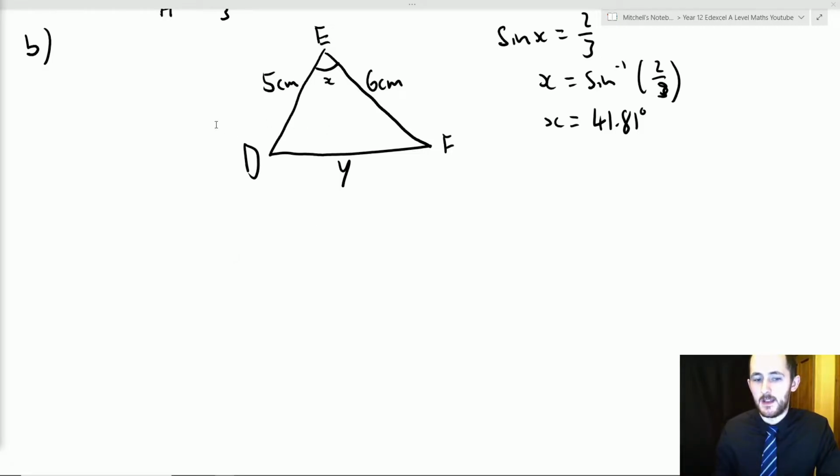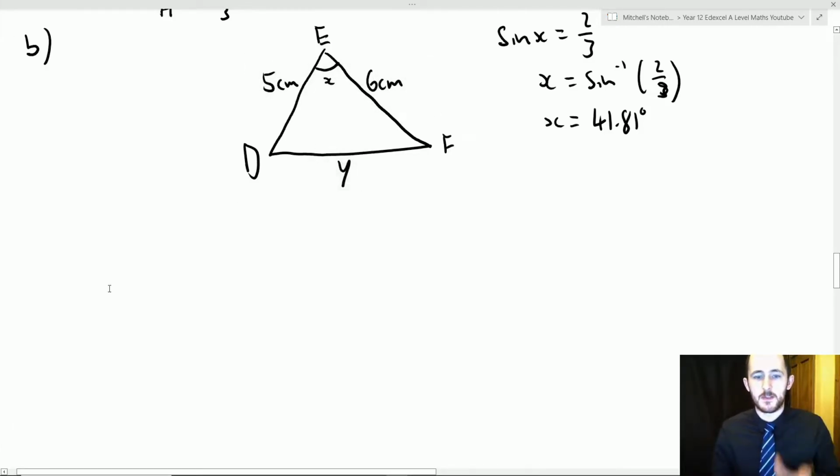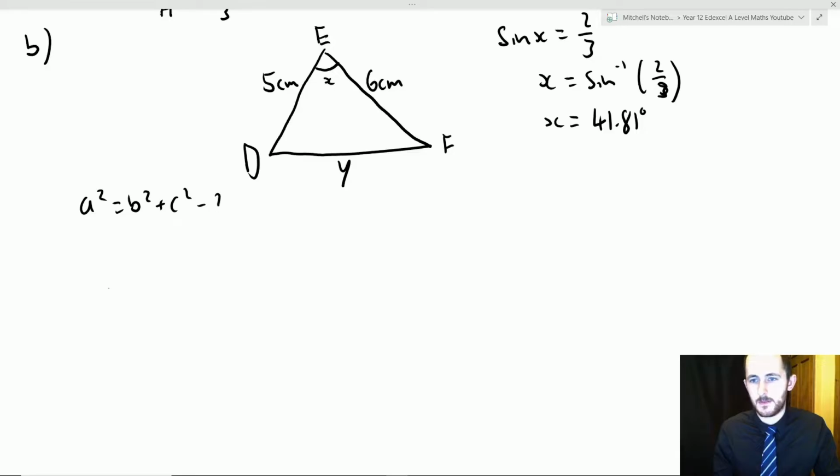Yeah. Just working out DF. So we have two sides and the angle between them. We want to work out the third side. So that means we're going to be using, again, the cosine rule. Again, classic. So in this case, my a squared is y squared, and b squared doesn't matter which way around we do it.